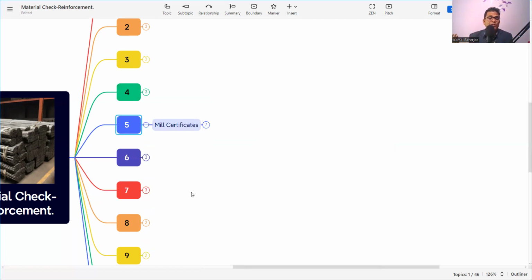So whenever the material or steel is coming, first we need to check the delivery documents, that is the challan or the road challan, and whether it is coming from the manufacturer, that the supply chain is established or not, and also whether the mill test certificate is there or not.